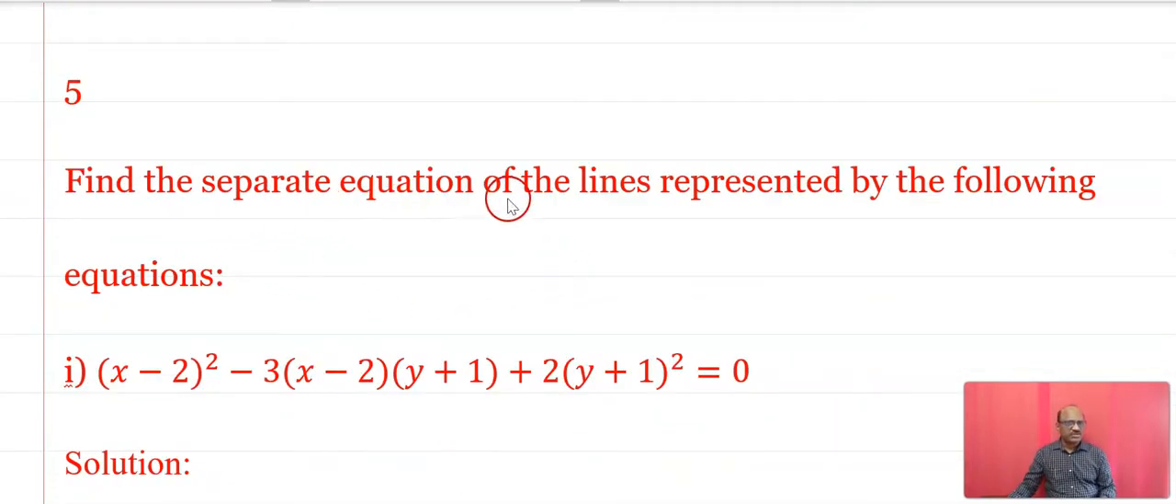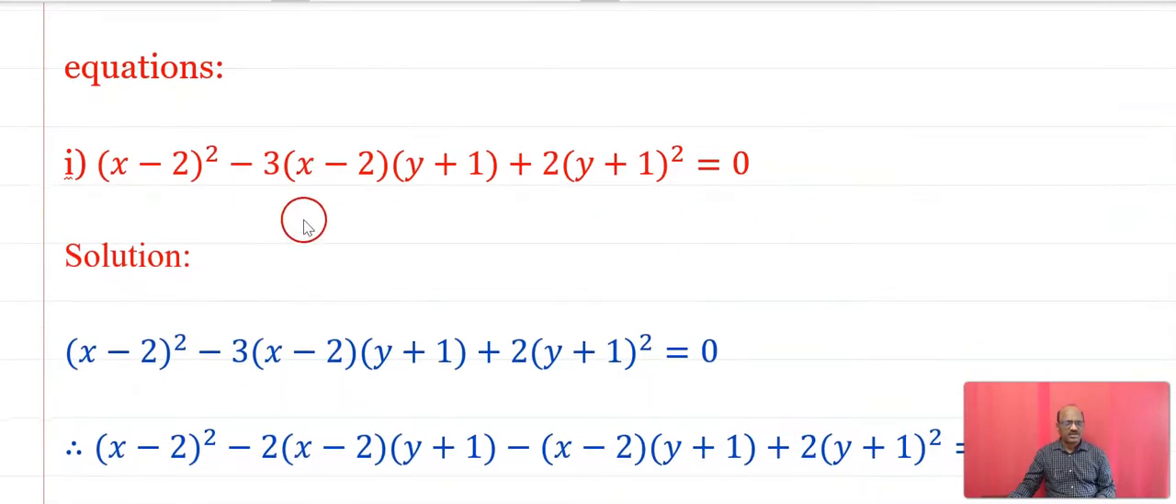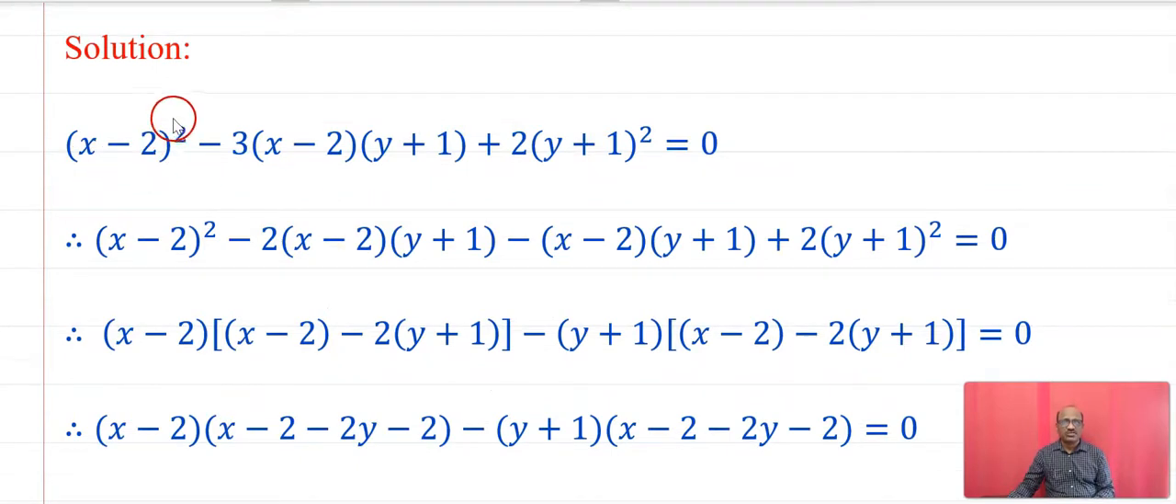Find the separate equations of the lines represented by the following equation: (x − 2)² − 3(x − 2)(y + 1) + 2(y + 1)² = 0. Now see this here: (x − 2)² − 3(x − 2)(y + 1) + 2(y + 1)². And here see this, the coefficient of this term is 1 and here it is 2.